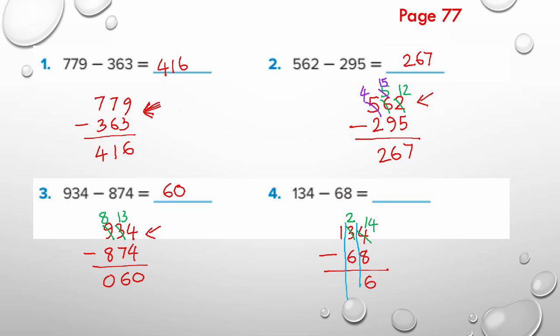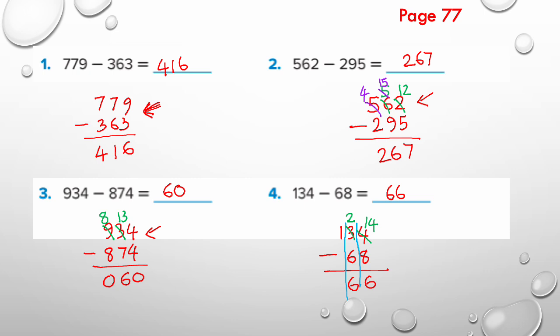Here, now again the same problem. 2 minus 6. 2 is a smaller number, so you need to take. Since there is only 1 here, we can combine. You can make it 12. 12 minus 6 is 6 here. The answer is 66. Is your answer correct?